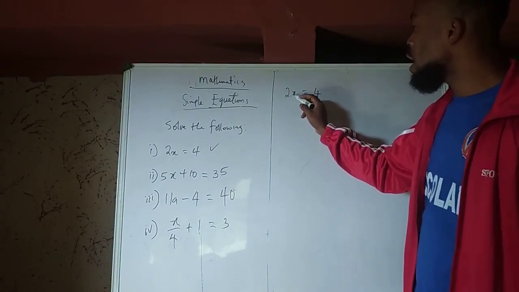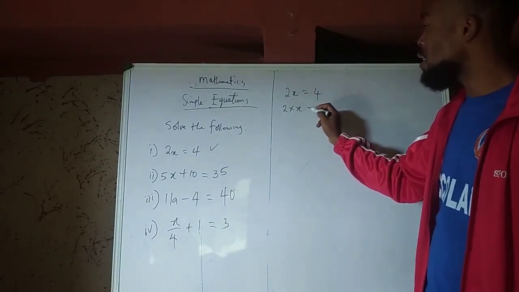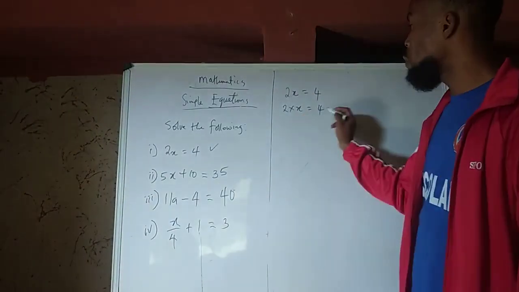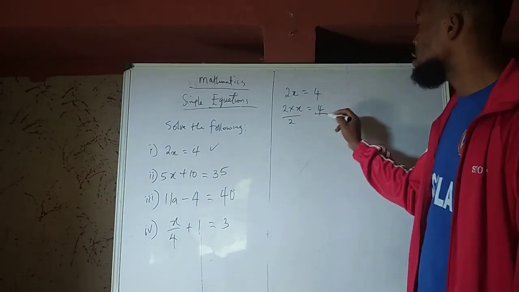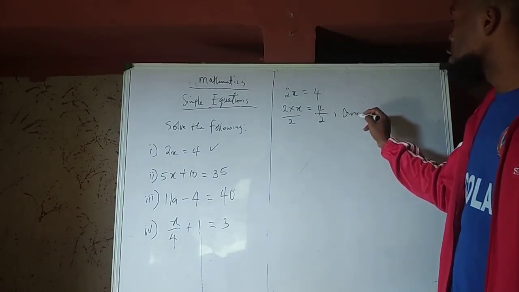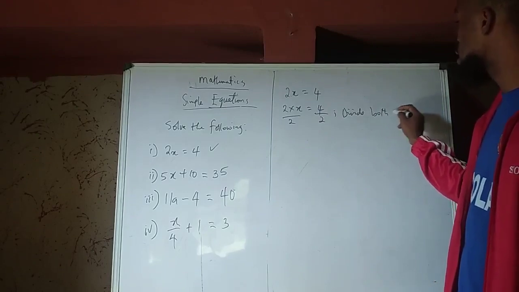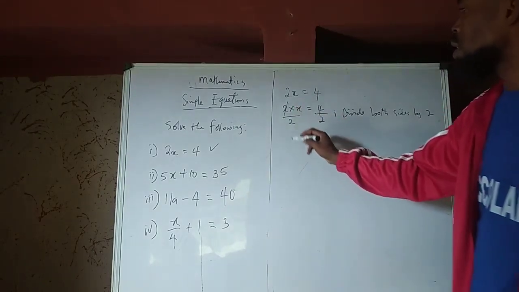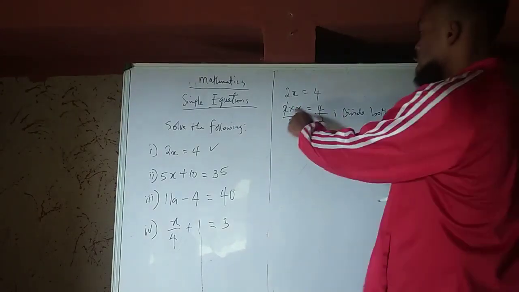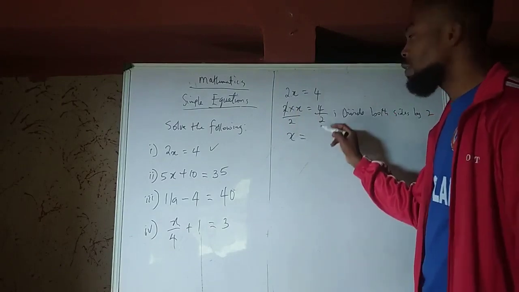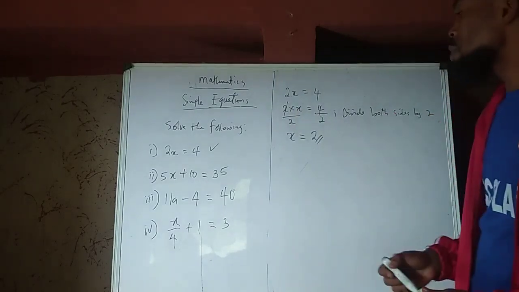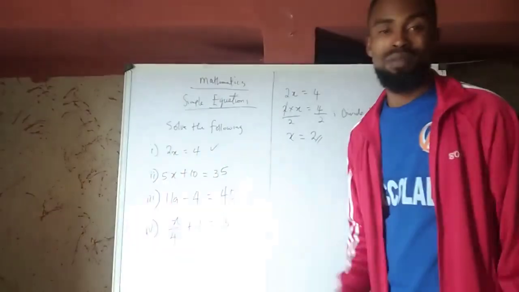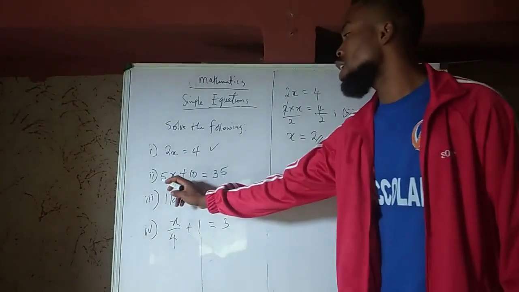So 2x is a multiplication, so we have 2 times x equals 4. Alright, so what do we do now to this? We divide both sides by 2. Once that division is done, 2 divided by 2 is 1. 1 times x will be left with x equals 4 divided by 2, which is 2. So that means the x value here is 2. When you multiply 2 times 2, you get 4. Simple.